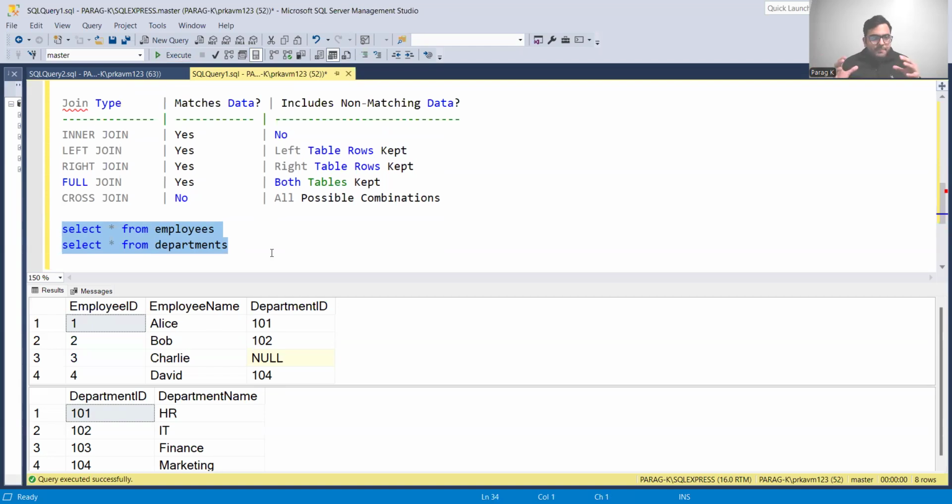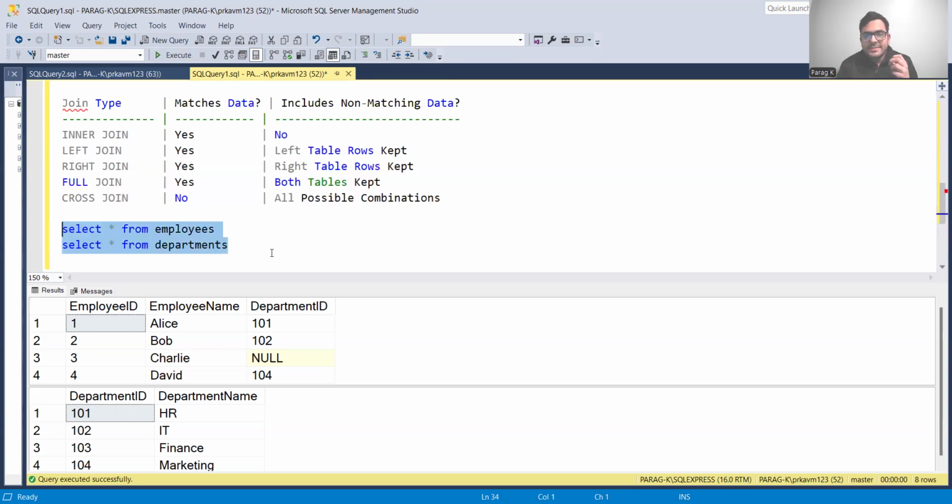The first one is inner join. Inner join, by its name, means it is a type of join in which data is joined only if something is common between both of the columns. If something is common between them, only then can you join them. That's an important aspect. Another one is left join.